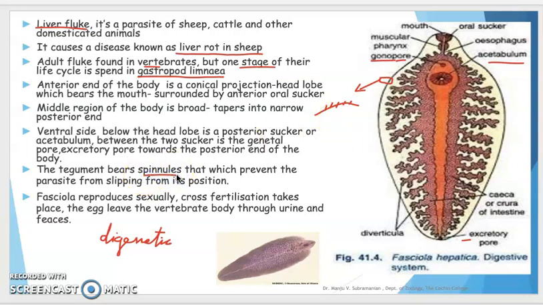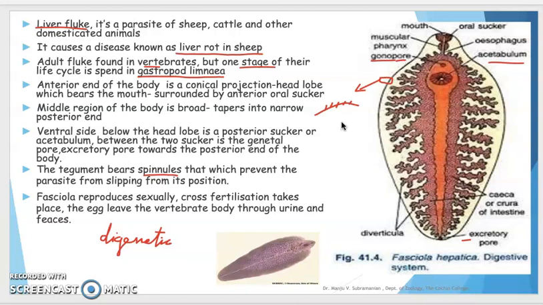These are the spinules which prevent the parasite from slipping from its position. So with the help of the oral sucker, the ventral sucker, and the spinules, this organism clings to the body of the host.